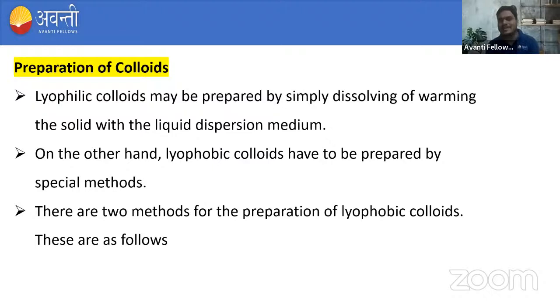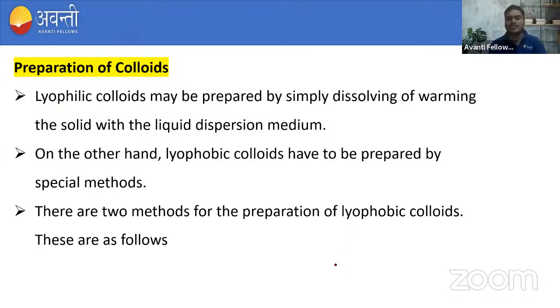On the other hand, lyophobic colloids have to be prepared by special methods, because lyophobic colloids are very difficult to prepare, whereas lyophilics are very simple to prepare. They are the water-loving species, whereas the lyophobic are the water-hating species. There are two methods for the preparation of lyophobic colloids that we are going to discuss.